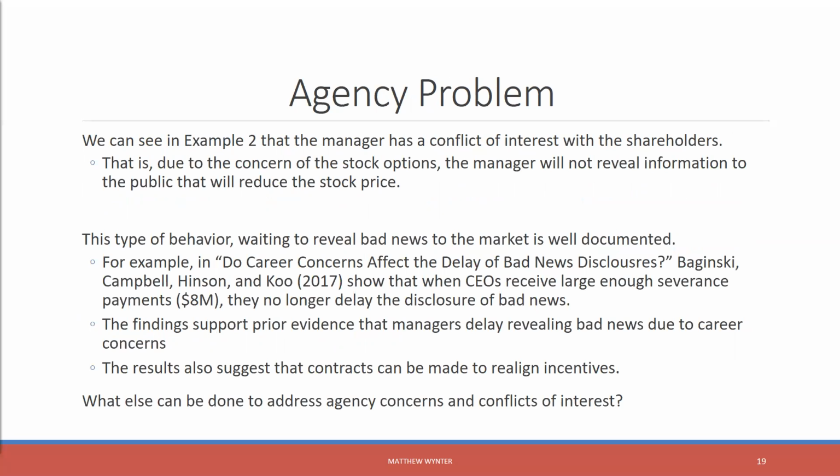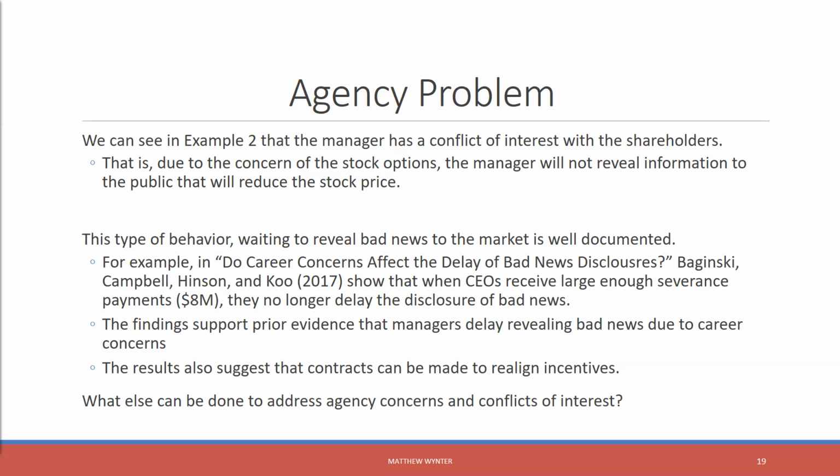And this type of behavior, waiting to reveal bad news to the market, is well documented. There's a paper mentioned here from 2017 that shows that when CEOs receive large enough severance payments, in their paper 8 million US, they no longer delay the disclosure of bad news. The findings support a lot of evidence, both theoretical and empirical, that managers delay revealing bad news due to their career concerns, and also due to their concerns for stock price levels for option markets.